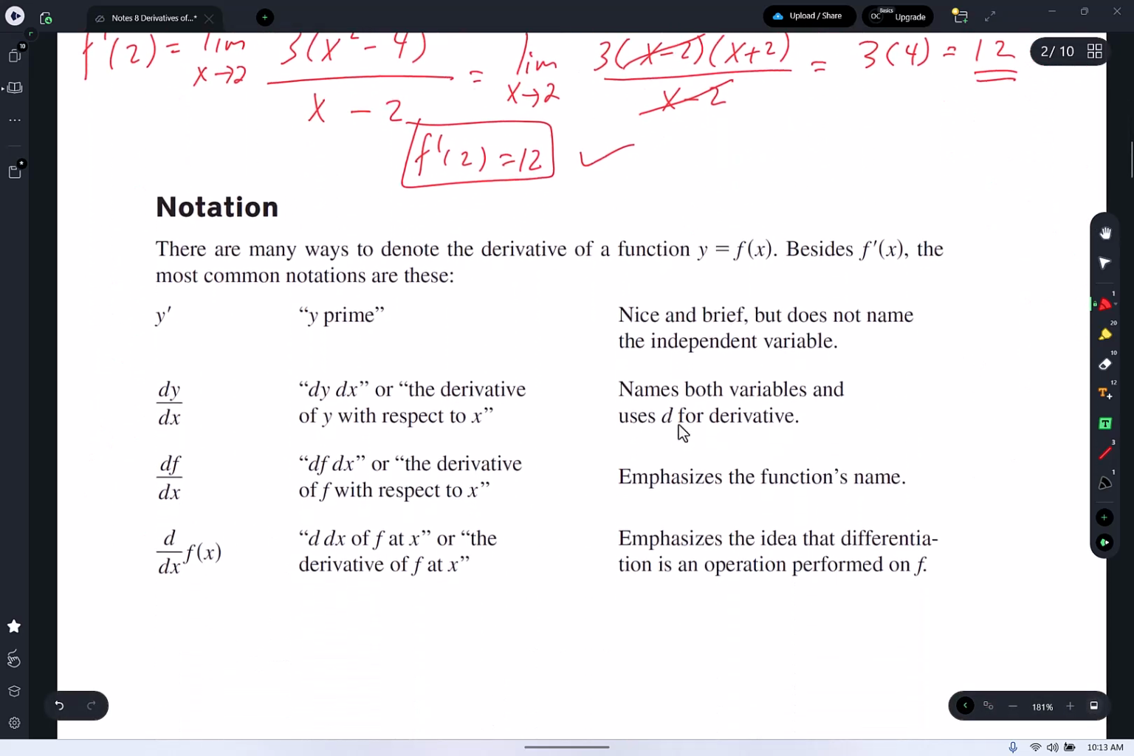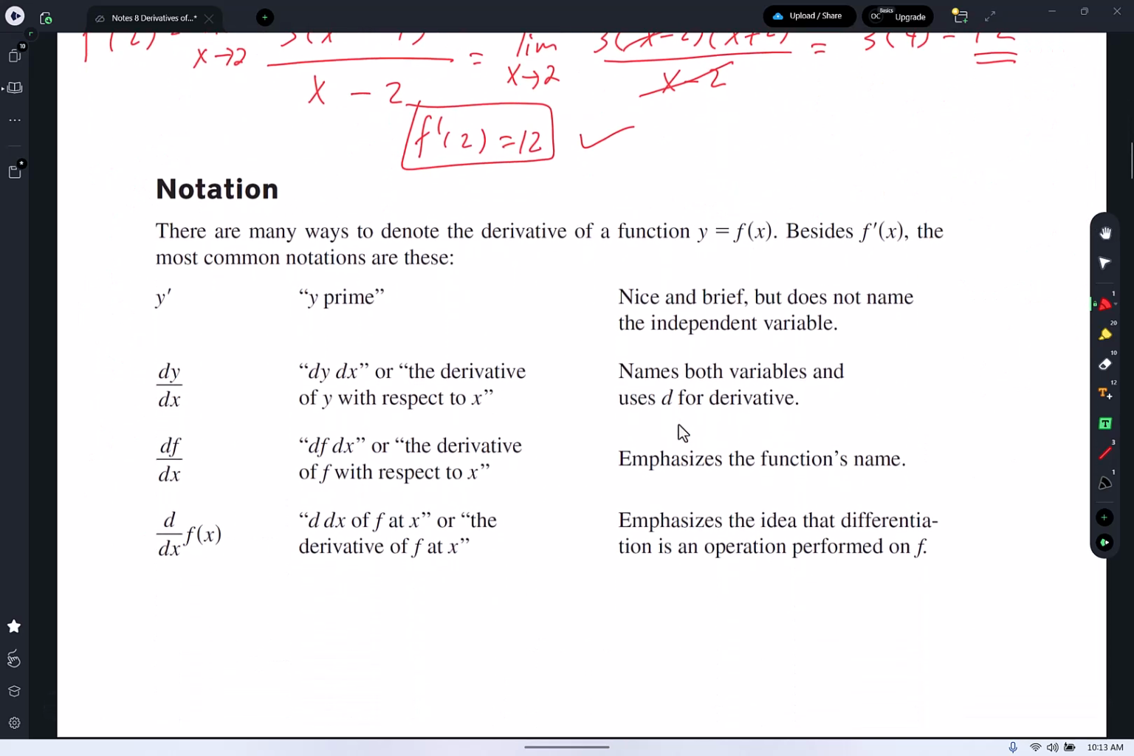All right, here's all the different ways you can say derivative, and there's more. So if you see a little hyphen at the top, that's called y prime. You can call that dy dx, or the derivative of y with respect to x. The derivative of f with respect to x. Or taking the derivative of the function f with respect to x. These are all different ways you can say the first derivative. Nothing crazy, right?